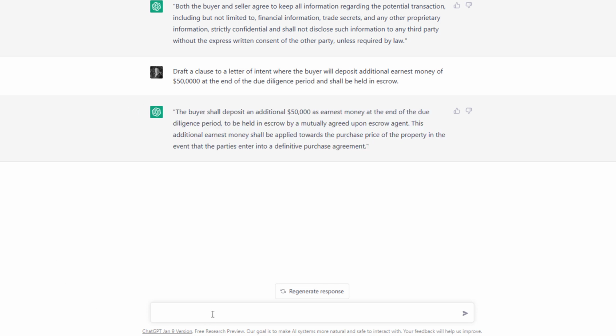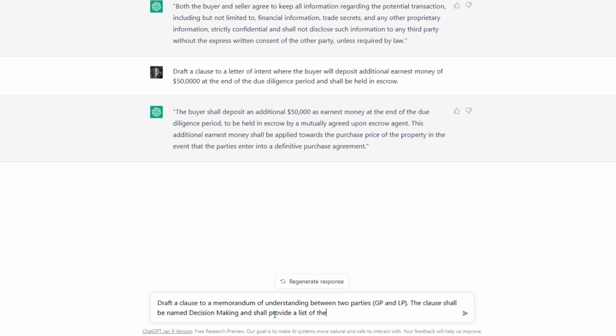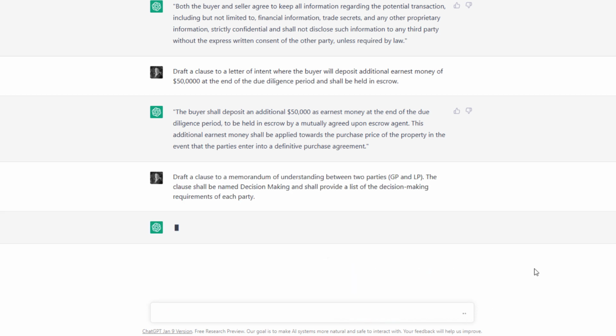And so we're going to give a prompt: draft a clause to a memorandum of understanding between two parties, GP and LP. The clause shall be named decision making and shall provide a list of the decision-making, let's just say, requirements of each party. Let's see what it comes up with.